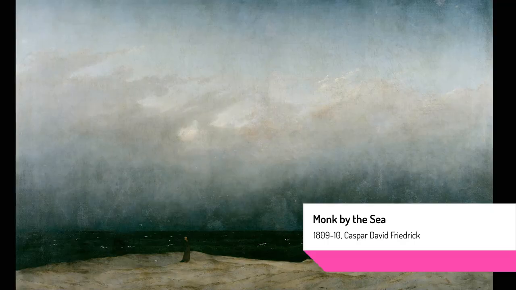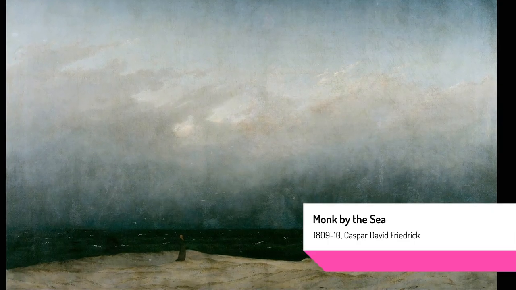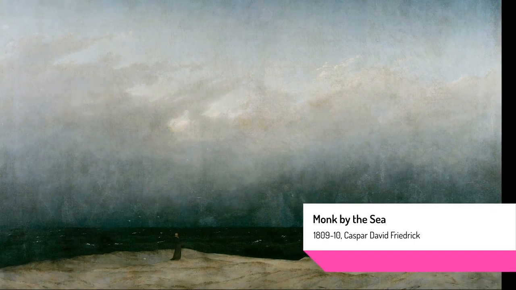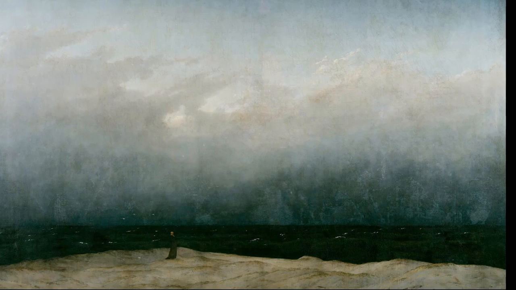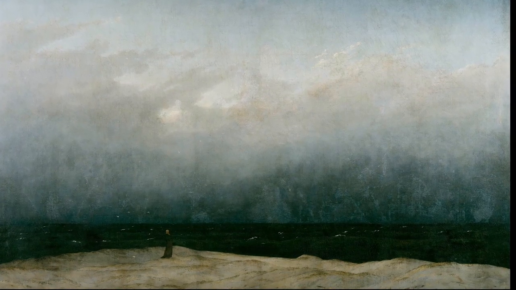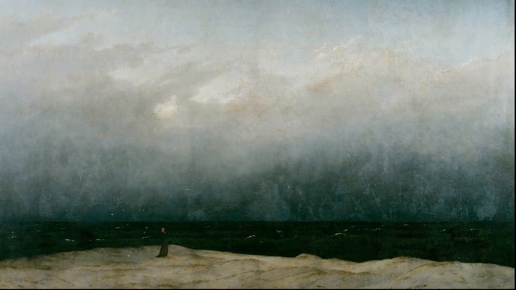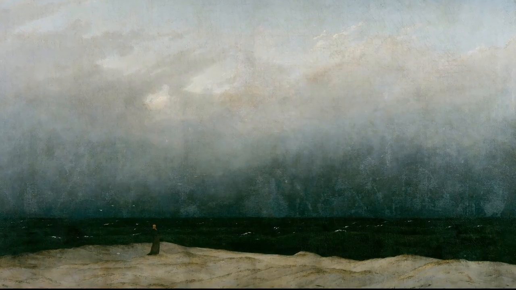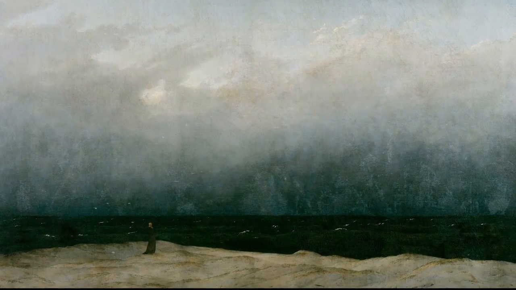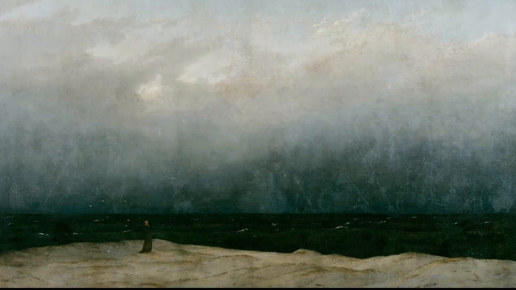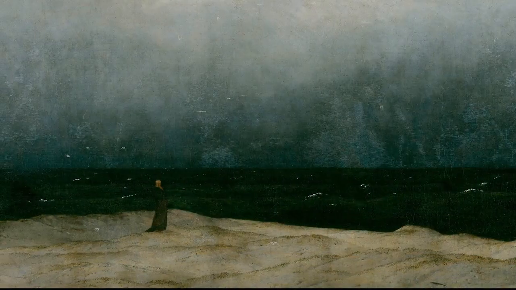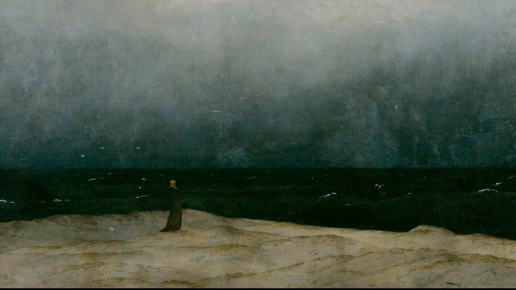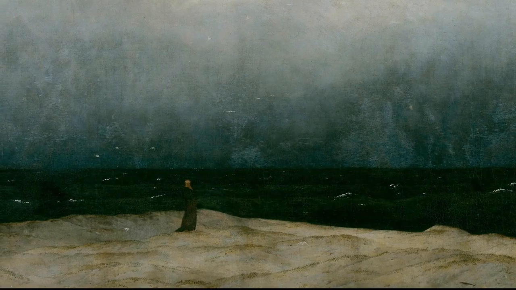The first is called Monk by the Sea, painted by the German artist Caspar David Friedrich around 1810. Most of what the artist has depicted is a landscape of ocean, shore, and sky with long horizon lines and billowy masses of dense, dark clouds. In the center, there is a very tiny figure, the monk, who stands alone on the beach and contemplates the majesty of nature and perhaps God.